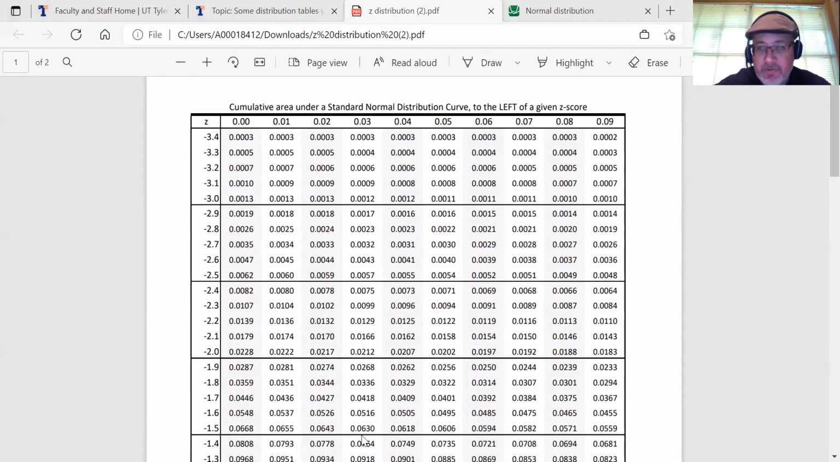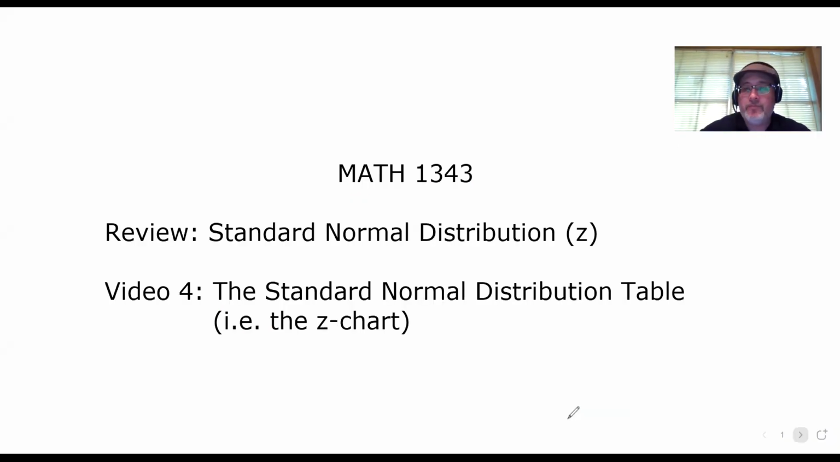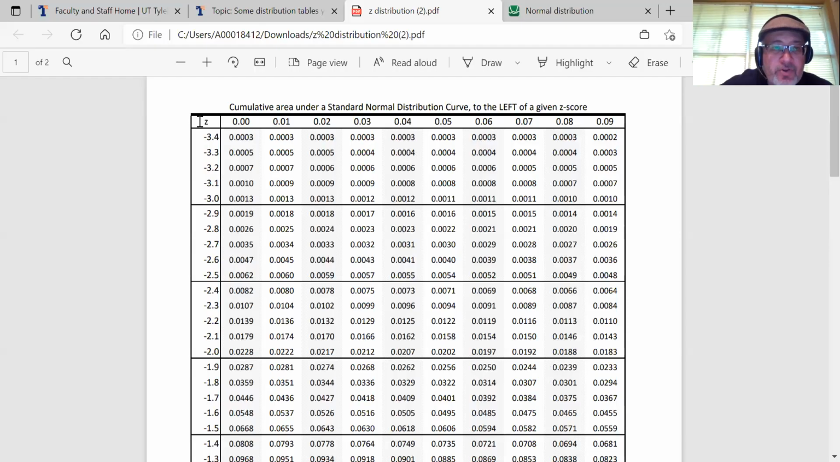Oh, I need to do a screen share. That's what I need to do. All right. In the Z chart, the numbers in the left column and the top row measure a z-score. Let me show you what I'm talking about. You'll see a Z in the upper left-hand corner, but it's measured going downwards and to the right. The numbers in the left column and the numbers on the top together determine a z-score accurate to 2 decimal places.